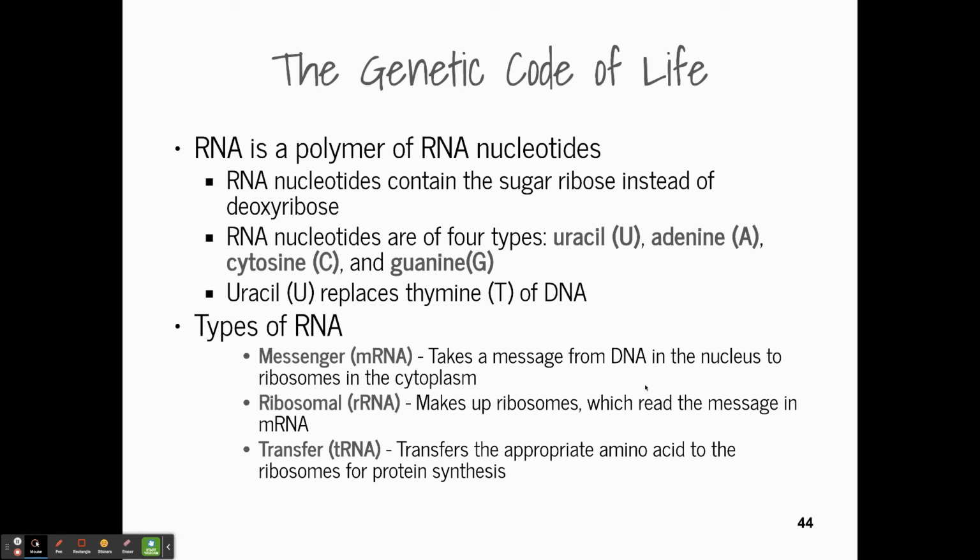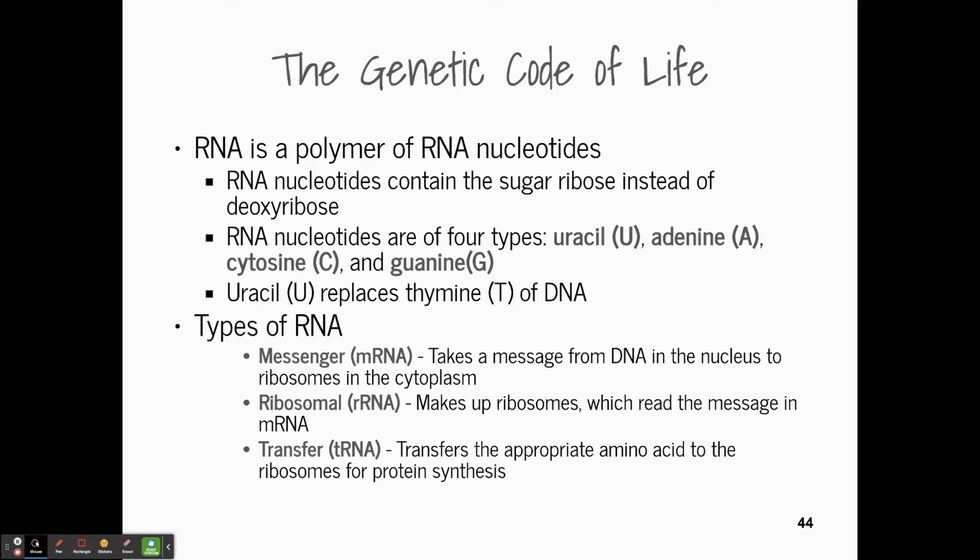So RNA is a polymer of RNA nucleotides. RNA nucleotides contain the sugar ribose instead of deoxyribose. RNA's nucleotides contain uracil, adenine, cytosine, and guanine, or UACG. U is replaced by thymine in DNA. So there are no U's in DNA. The U's have been replaced, or U replaces the T in DNA.